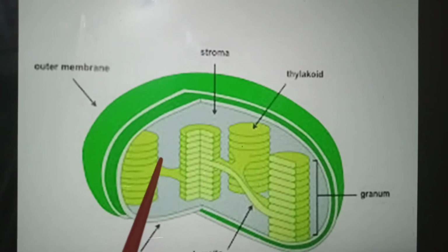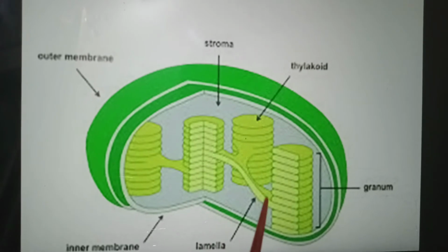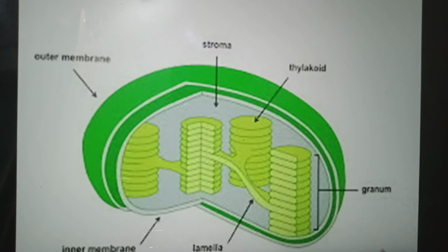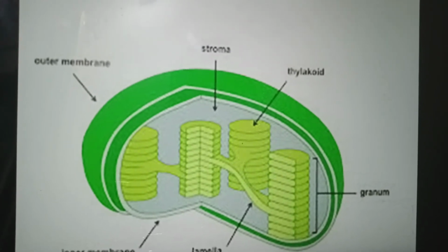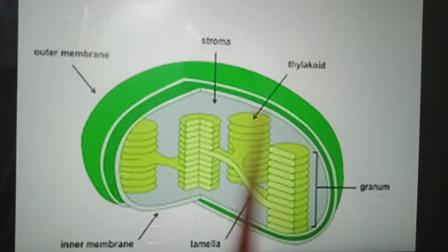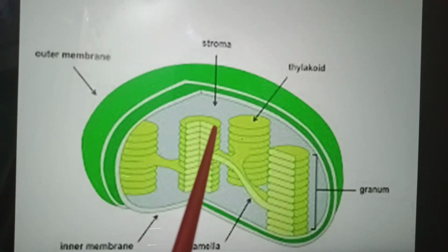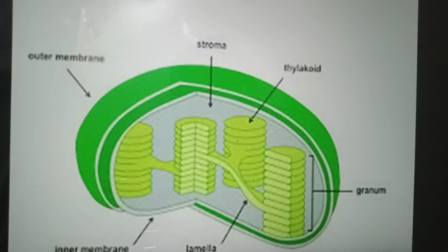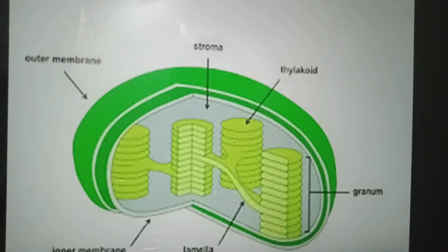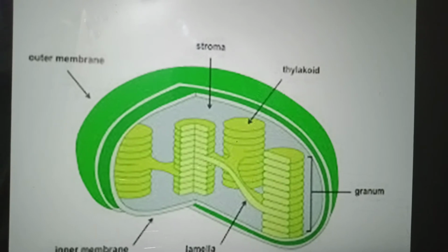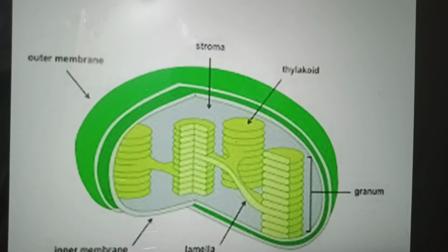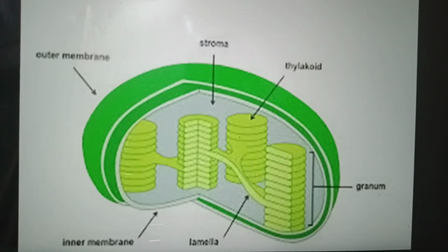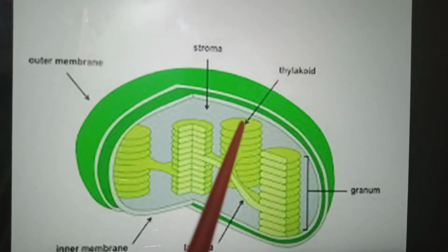The stack of thylakoids is granum. Plural is grana. Grana float in the inner fluid of this chloroplast, which is known as stroma. Chloroplasts are the sites of photosynthesis in eukaryotes. They contain chlorophyll, the green pigment necessary for photosynthesis, and associated pigments. These pigments are present in the thylakoids of grana. So pigments are present here.